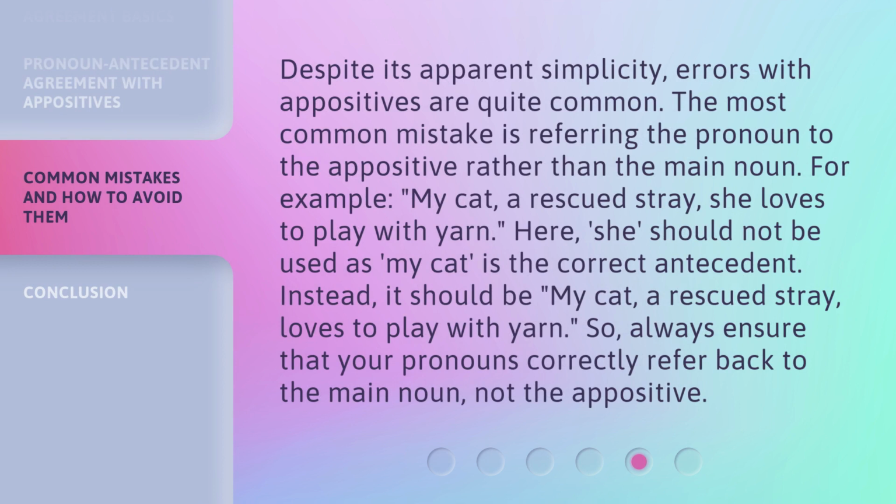Despite its apparent simplicity, errors with appositives are quite common. The most common mistake is referring the pronoun to the appositive rather than the main noun. For example, my cat, a rescued stray, she loves to play with yarn. Here, she should not be used as my cat is the correct antecedent. Instead, it should be my cat, a rescued stray, loves to play with yarn. So, always ensure that your pronouns correctly refer back to the main noun, not the appositive.